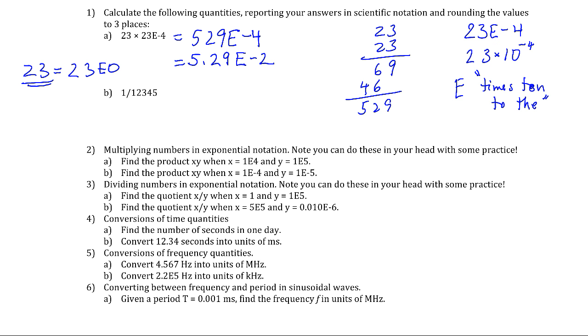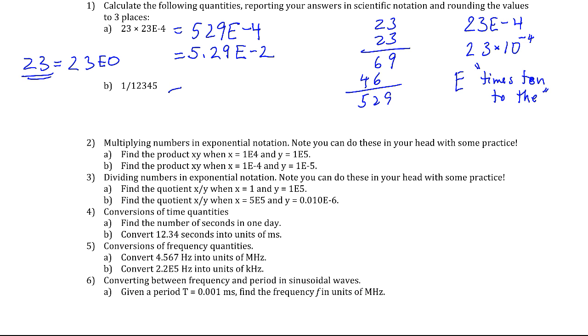The next part B, 1 divided by 12,345. I guess I will use a calculator for that, and I'm going to type 1, 2, 3, 4, 5, and I'm going to hit the x to the minus 1 button and hit equals, and I get 8.100 times 10 to the minus 5. Okay, and I think I'll just leave it at that, and I hope this helps for this problem.